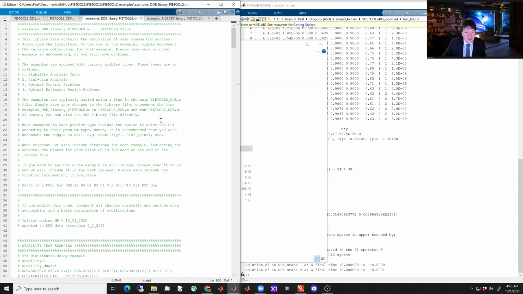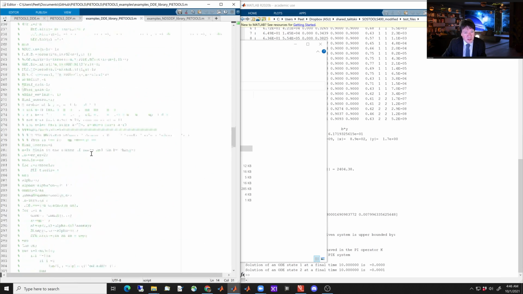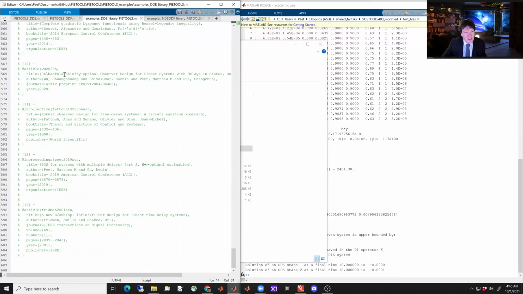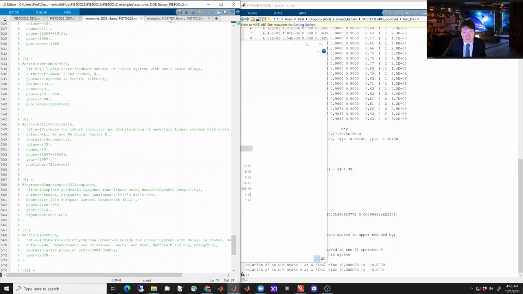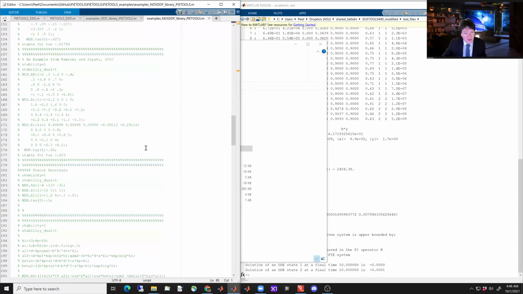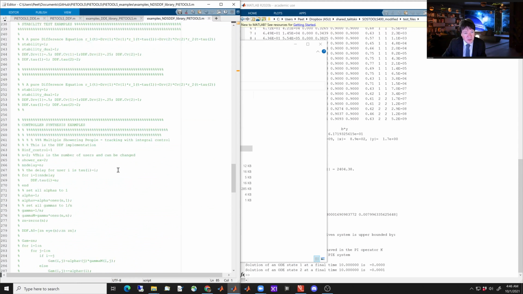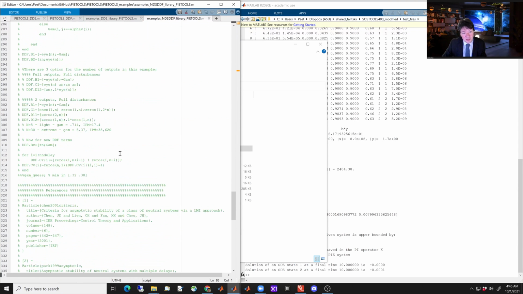Example files. Here's the example files. They're grouped by stability analysis, gain analysis, optimal control, and optimal estimation. So here's lots and lots of files. And here are the citations to them, so you can look at that. Here are the NDS ones, neutral type systems. There's 15 of them. And we have a couple difference equations in here thrown in for the mix. Those are under DDF. Those are listed separately. And they're both organized by stability and control problems.